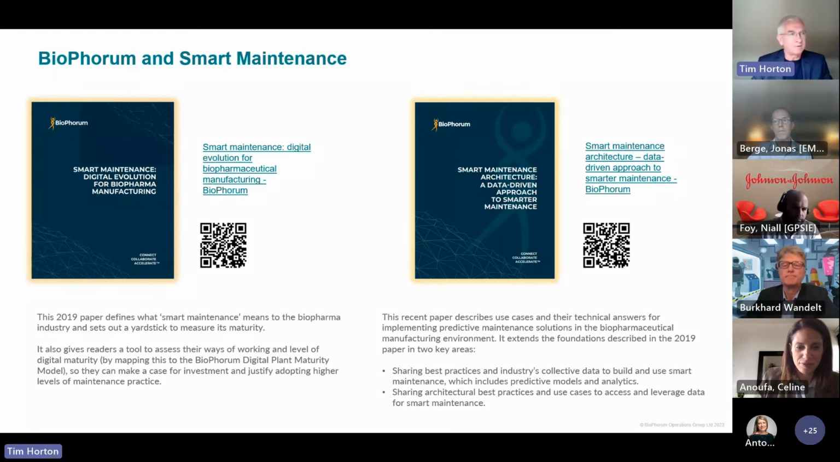And then more recently, on the right-hand side of this slide, we've published a document that talks a bit about the architecture and the data-driven approach to smart maintenance. We'll be talking about the content of that paper in the call today, but we will also explain a little bit of that historical perspective. As well as thinking about that particular paper and sharing some of its content, we'll also be hearing a case study from one of our member companies.